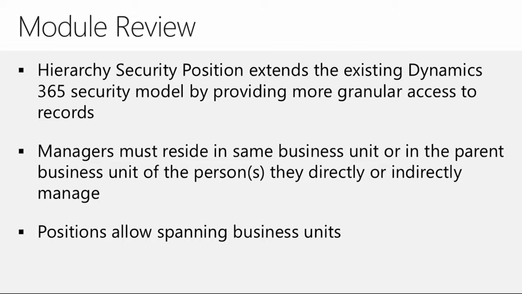Now remember, there's two types. There's the managerial and there's the positional. With managerial access, the managers do have to reside in the same business unit or at least in a parent business unit of the person who is directly or indirectly reporting to them or who they manage. But as soon as you have access to those individual situations, if they're a direct report, you have complete read-write access. If they're an indirect report, you are going to have read-only access to the information.